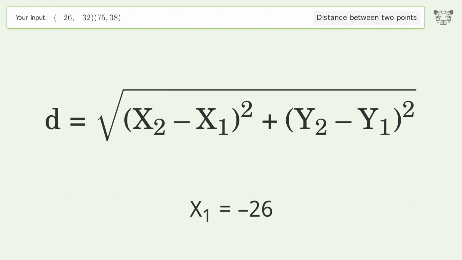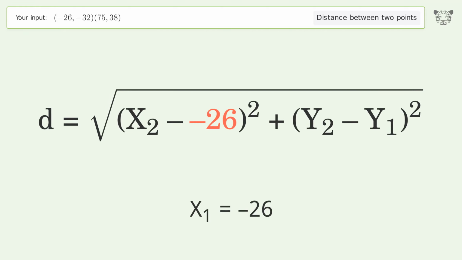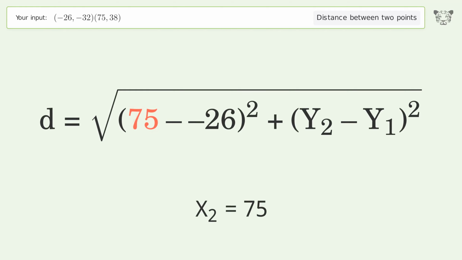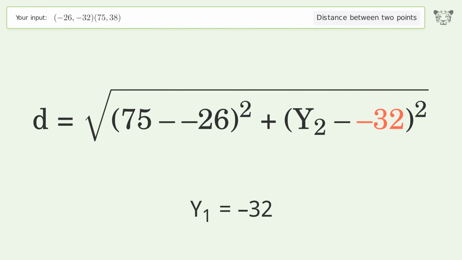x1 equals negative 26. x2 equals 75. y1 equals negative 32. y2 equals 38.